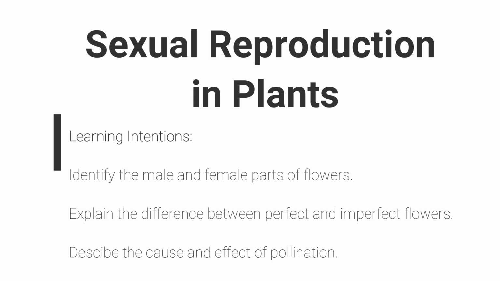Today we have 3 learning intentions, and they are 1. To identify the male and female parts of a flower. Like I said, they can be boys or girls. Then, number 2, we're going to explain the difference between perfect and imperfect flowers. And number 3, we're going to describe the cause and effect of pollination. You've probably heard that word before. Today you're going to be learning a bit more about what it means.